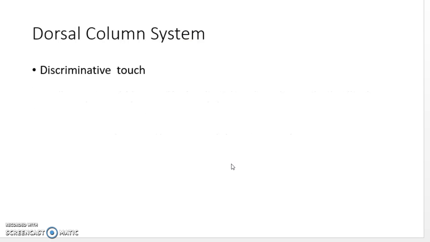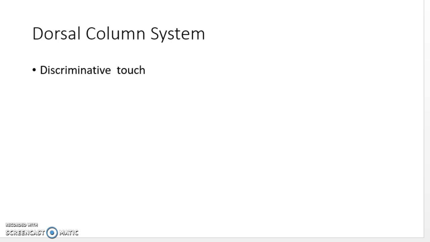And the next thing I want to talk to you about is what discriminative touch is. The dorsal column system is very important for this type of touch, called discriminative touch. Just imagine you close your eyes, you get your fingers, and you make them touch. You're able to touch 2 points and know the location of those 2 points with your eyes closed. This is called discriminative touch.